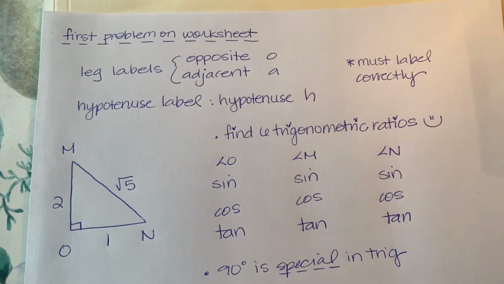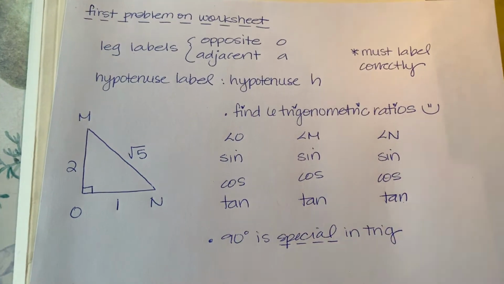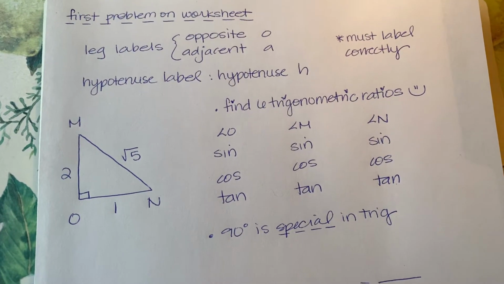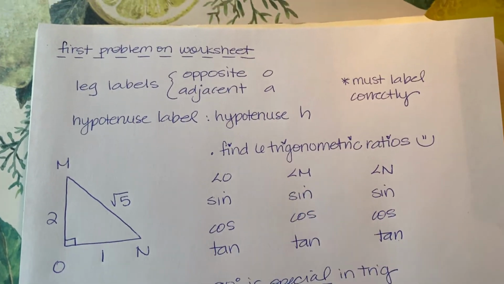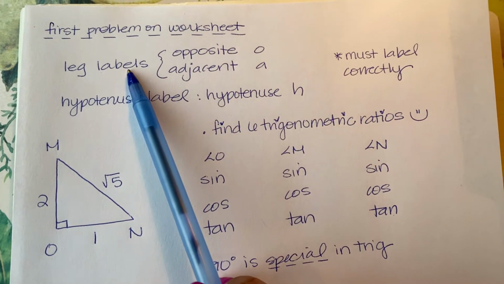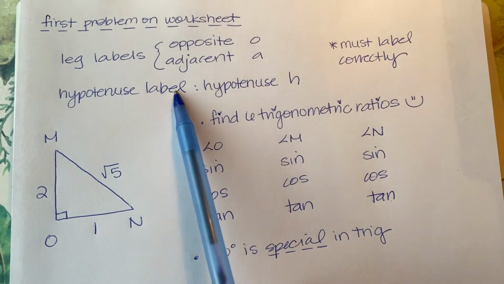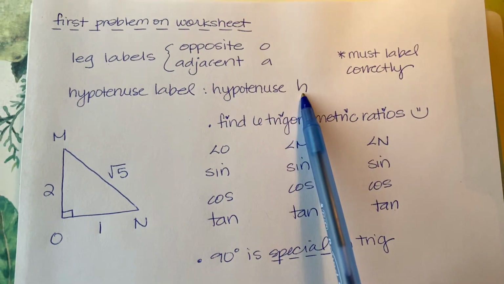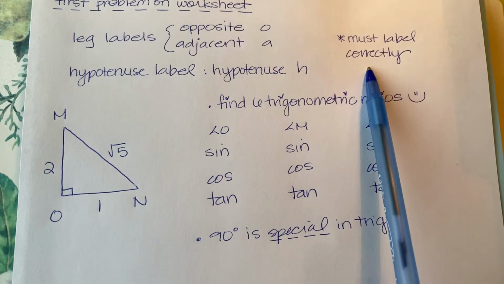Okay, so here's the first problem on the worksheet. We have to label, and you're used to this because we've been doing weeks of Sohcahtoa through calculator. We've started it and ended it, so now this is just if you need to go back. The leg labels: the legs of a right triangle are labeled opposite and adjacent, OA. The hypotenuse is labeled H. This shouldn't be new to you. You have to label correctly.